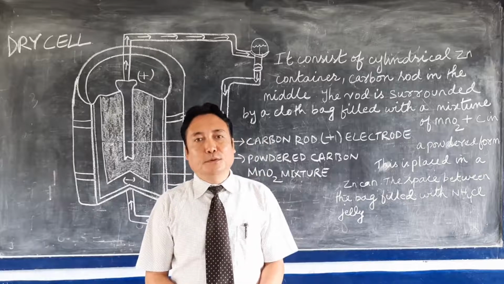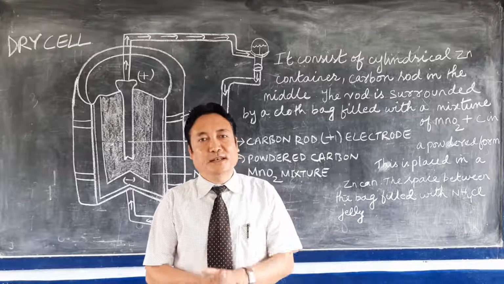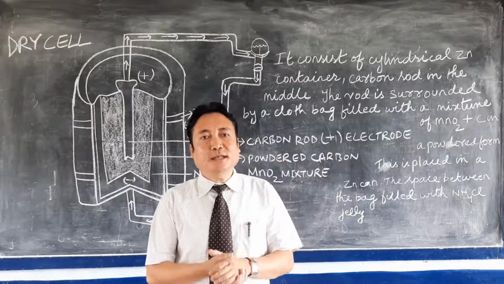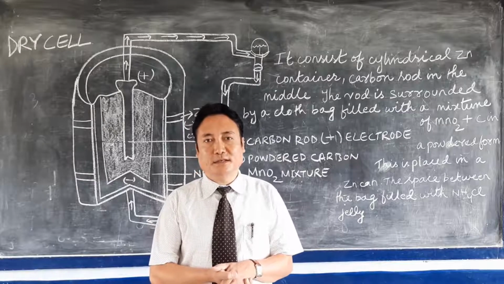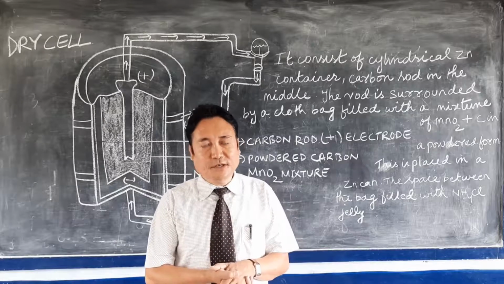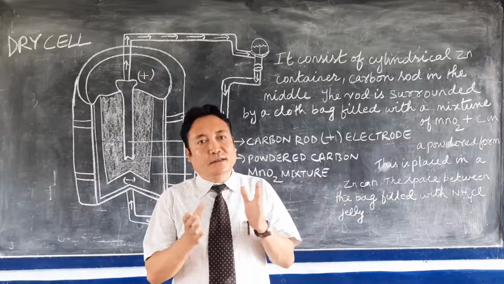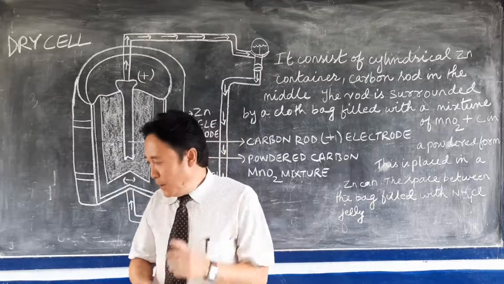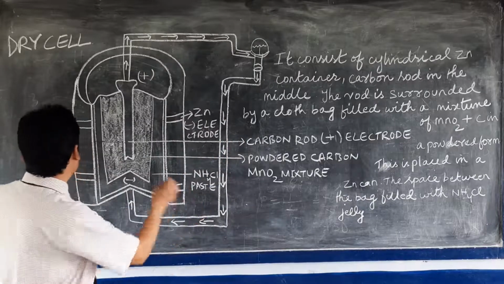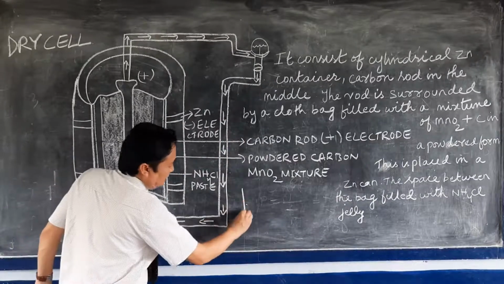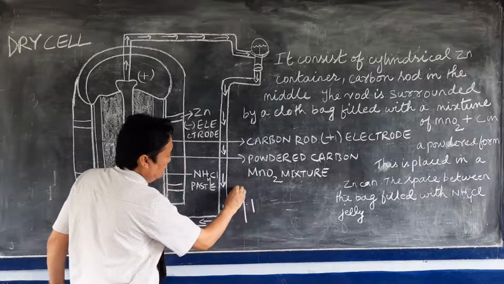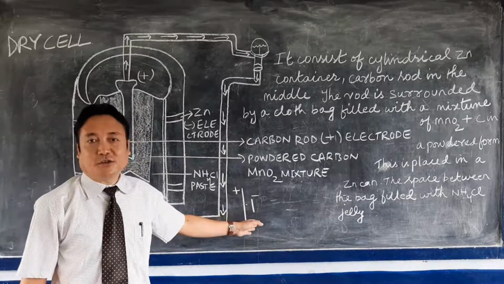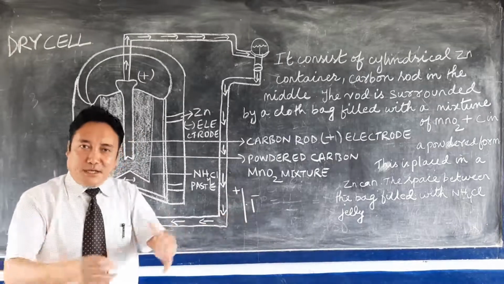Before we go to the term battery, first of all let us understand about the term cell. A cell is one of the sources of electric current, and the combination of cells forms a battery. You can denote a cell by one long vertical line and one short vertical line, which are positive and negative.